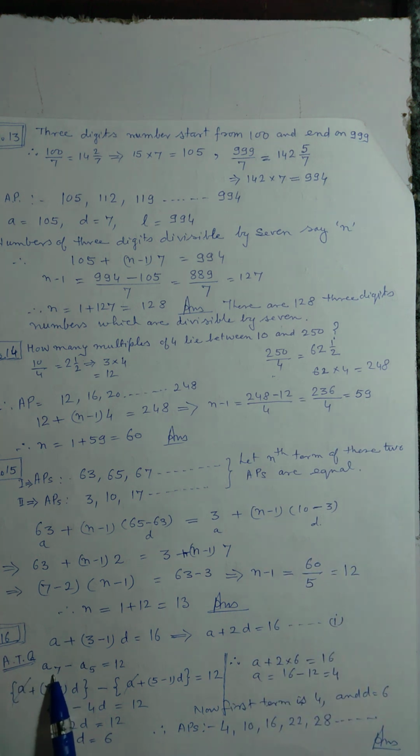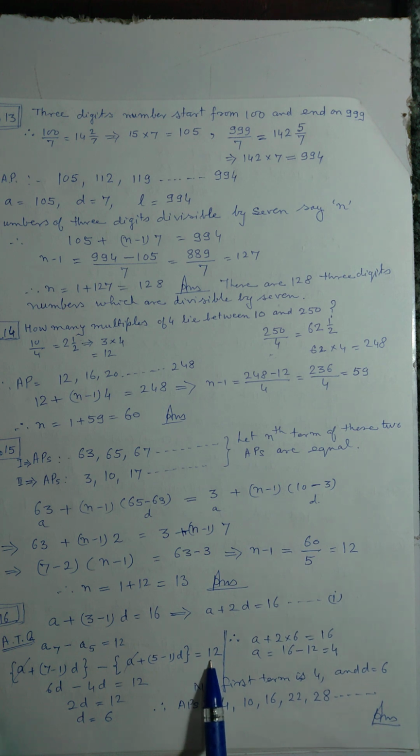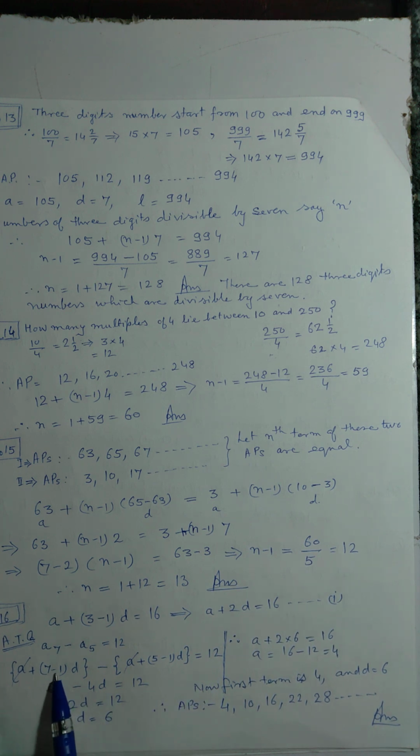And according to the question, the seventh term minus the fifth term is 12. So I have written here for the seventh term a plus 7 minus 1 into d, bracket closed. In the second bracket I have mentioned the fifth term, that is a plus 5 minus 1 into d, bracket closed, that should be equal to 12. So solve it, you will get 6d, from here you will get 4d equal to 12. So just subtract it, you will get 2d equal to 12. So d will be equal to 6.